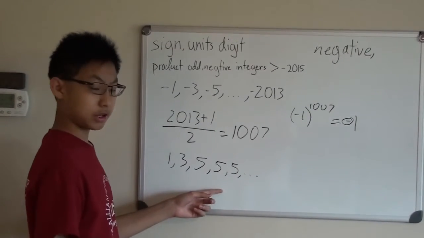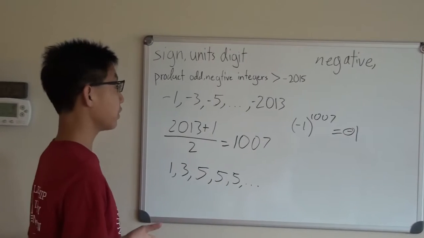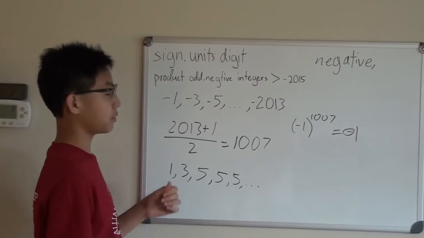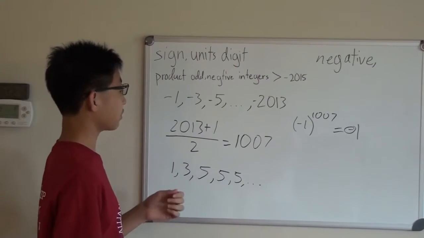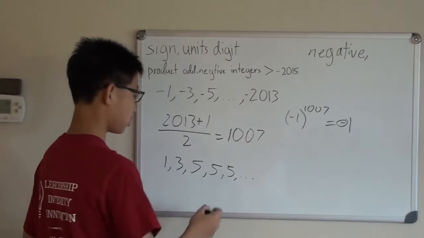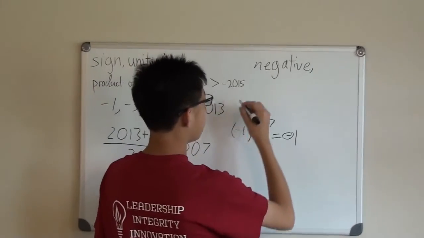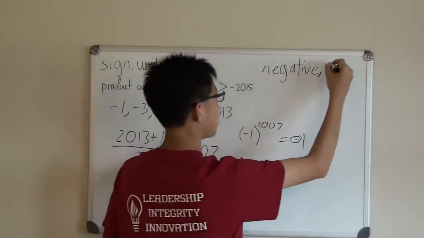And so, since 5 multiplied by any odd number would end in 5, and there's no even number to multiply in to make the units digit a 0, it's just always going to be 5. And so our final answer would be that the sign is negative and the units digit is 5.